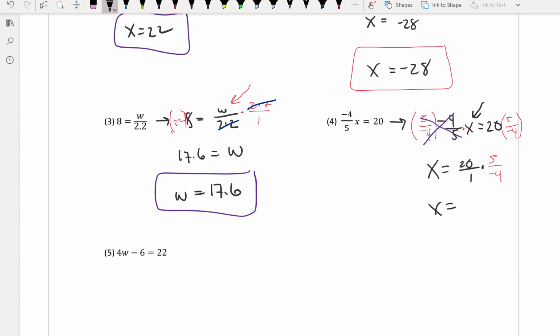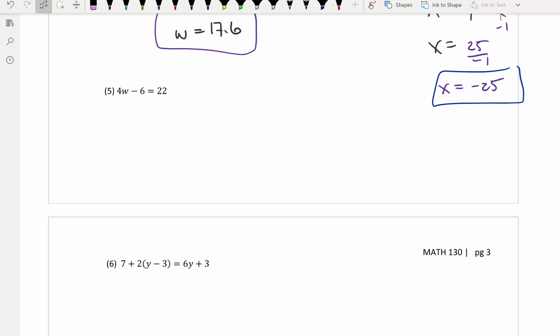So you can either use your calculator, or you can think that 20 and negative 4 can both be divided by 4. So 20 divided by 4 is 5, and negative 4 divided by 4 is negative 1. So you're left with 25 over negative 1. So x can be written as x is equal to negative 25. So then x is equal to negative 25 is going to be my answer.